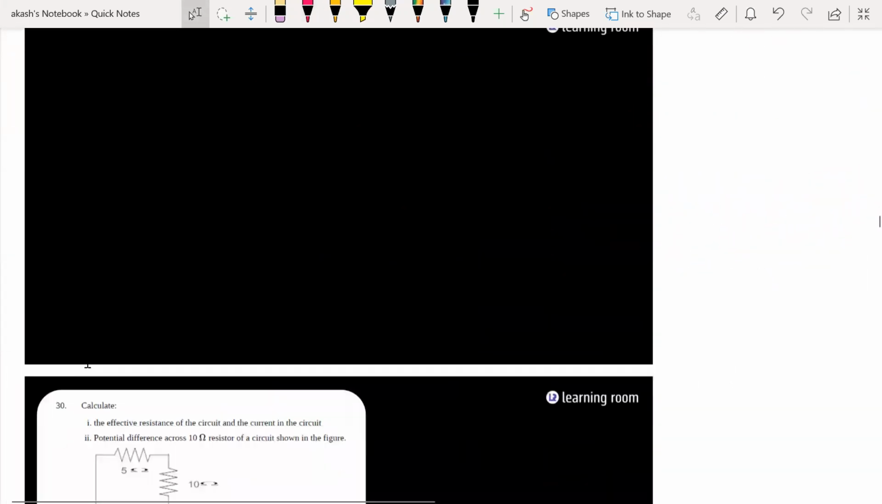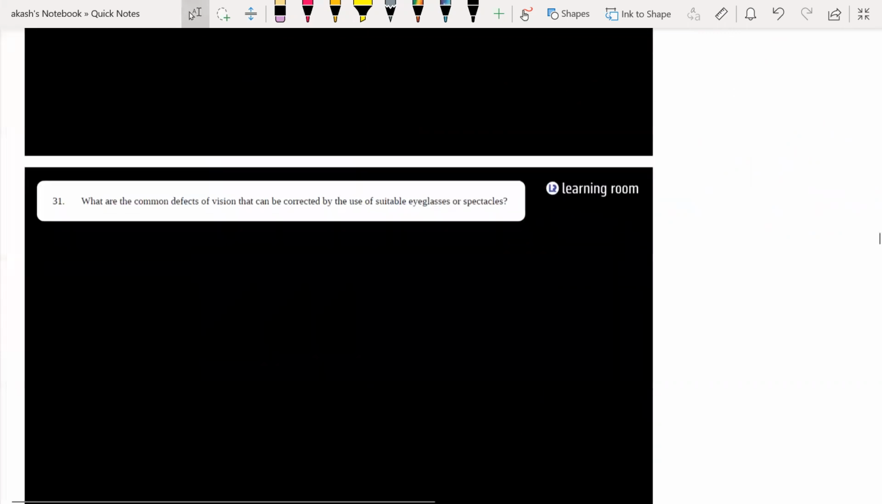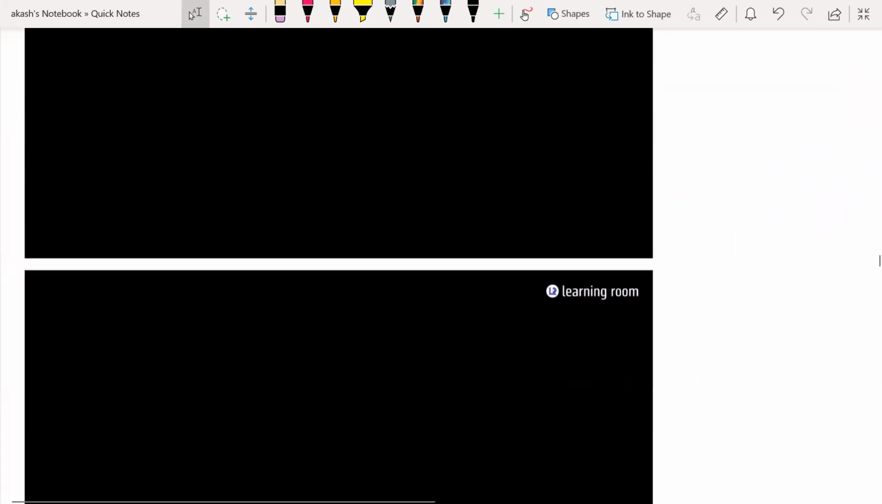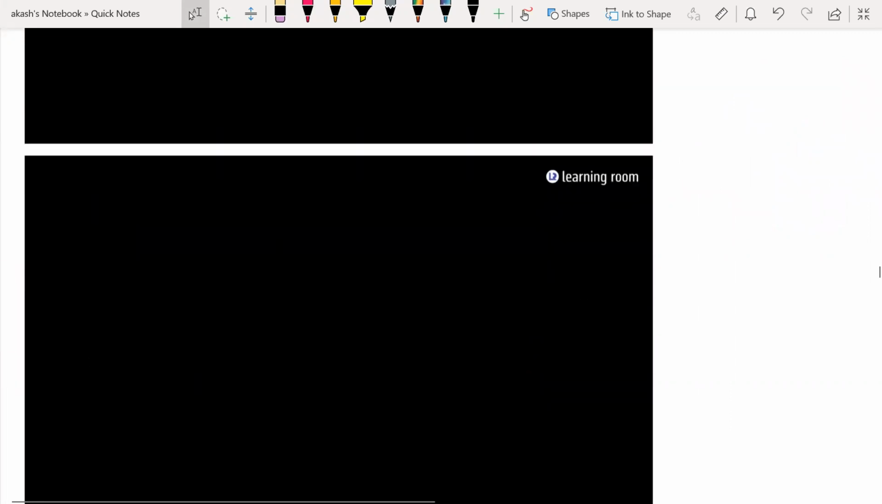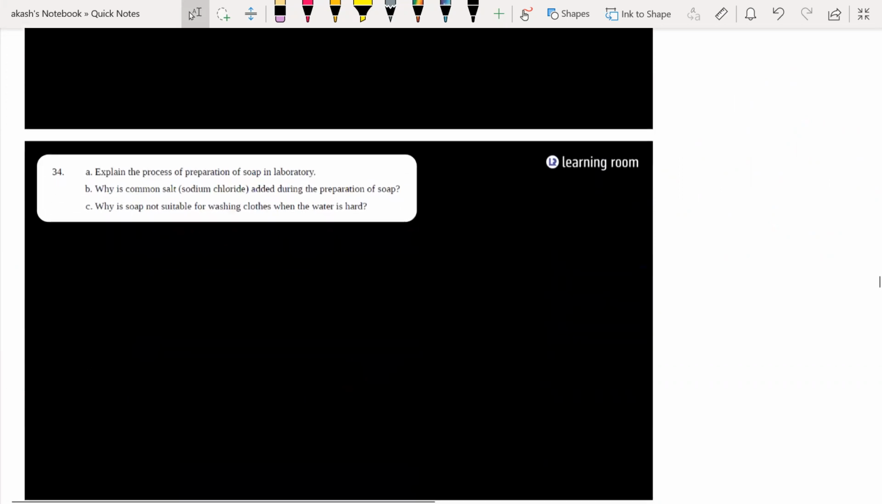This is physics. Physics. What are the common defects? Okay, eyeglasses. Okay. Explain the properties of soap in the industry.